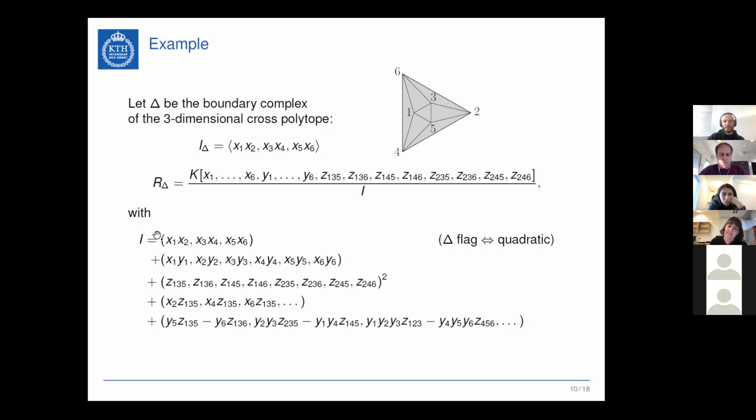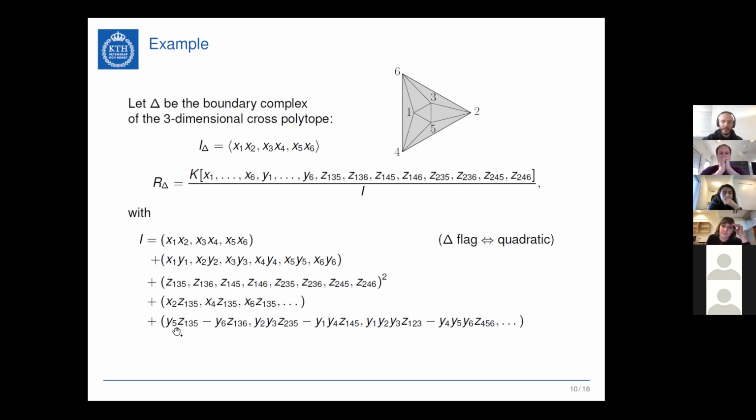Again, I ask you not to worry too much about the first three. The first three are fairly easy to understand. Let's focus on the last two. So why is x2 z135 there? Well, 135 is a facet and 2 is not in 135. So this was the first rule that I gave you to produce the monomials of degree 2.